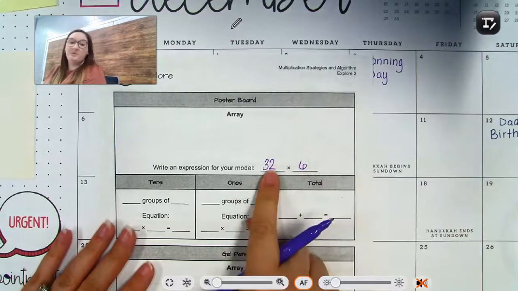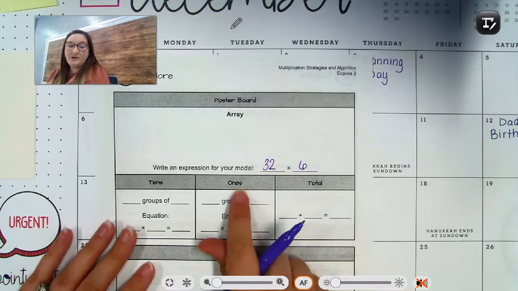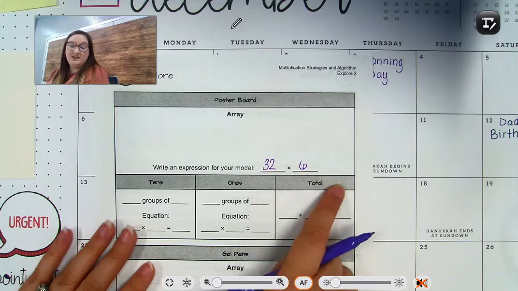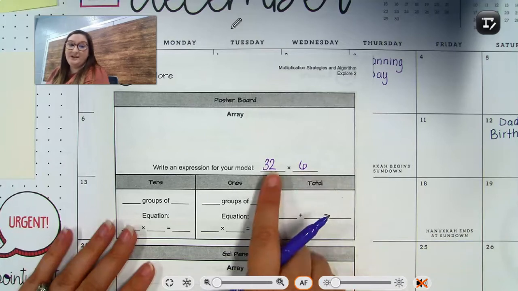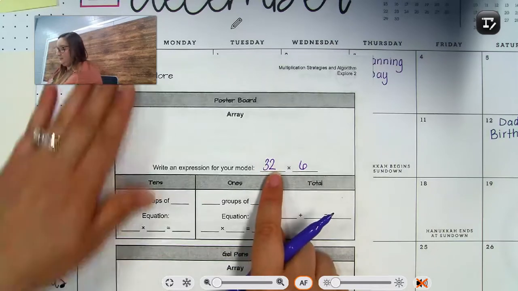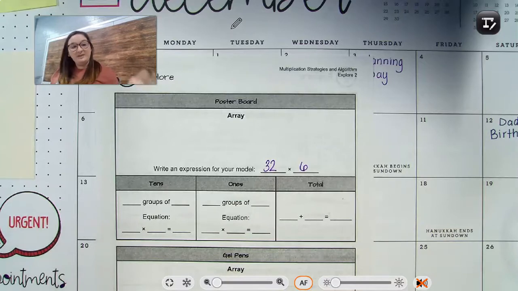Guys, we always start with the biggest number when we multiply. I know we talk about groups of. This doesn't mean that there's 32 groups of 6. It's just when we start multiplying a 2-digit number by a 1-digit number, the 2-digit number comes first. Because it would still be 6 groups of 32. So let's make those groups.